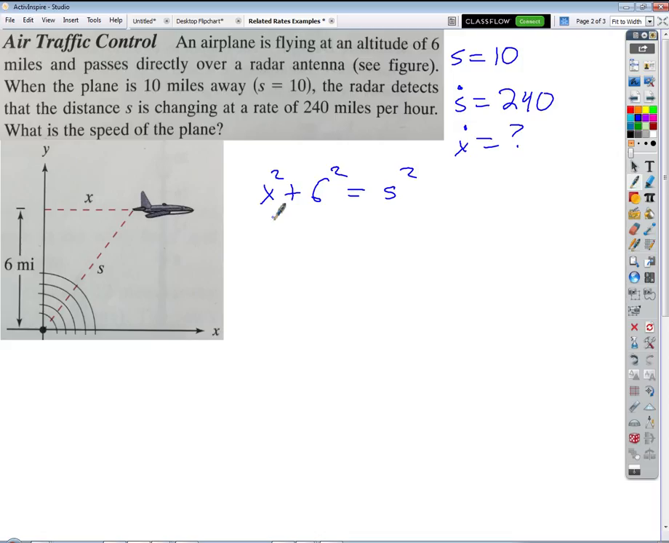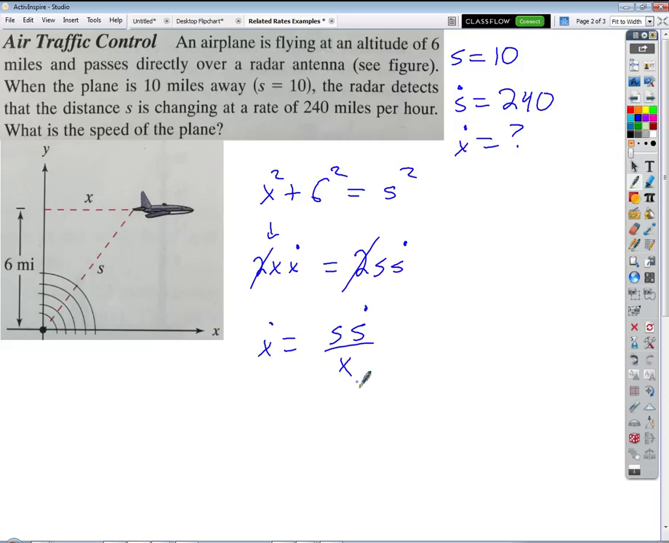Differentiate. We get 2x times x dot plus 0 equals 2S times S dot. We could cancel the 2's to make things easier. Then what's the one step we need to isolate x dot? Divide by x. So we get x dot equals S times S dot over x.